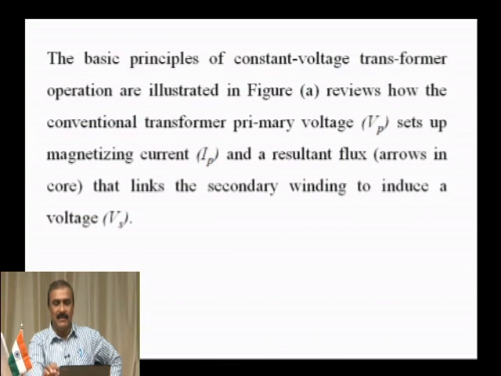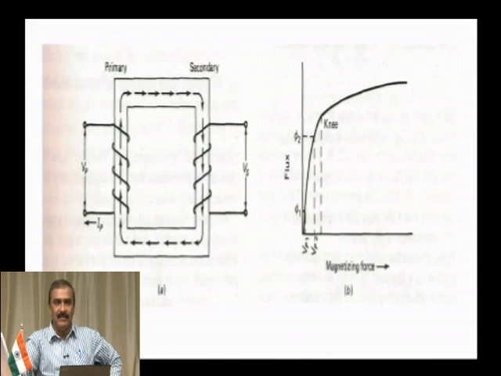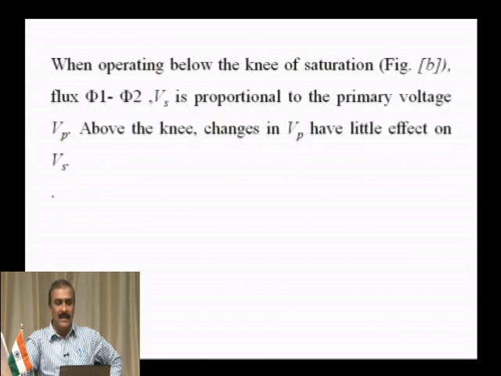So, the basic principle of CVT is given in this figure. This is a conventional power transformer, with changes in primary voltage Vp, and how it is happening here. The conventional primary voltage sets up magnetizing current and flux, right. Whereas, when operating below the knee of phi 1 to phi 2, the secondary voltage is proportional to the primary voltage. Above the knee, it has little effect.